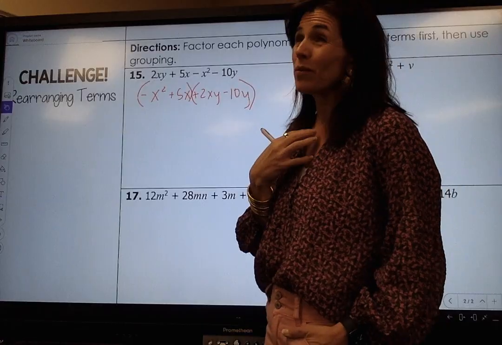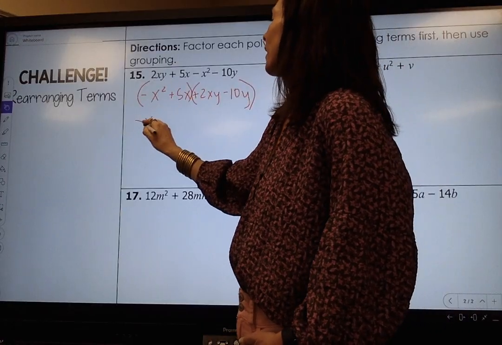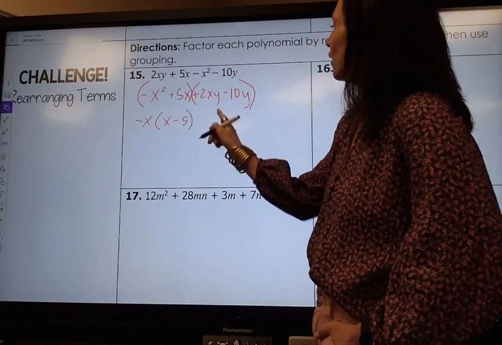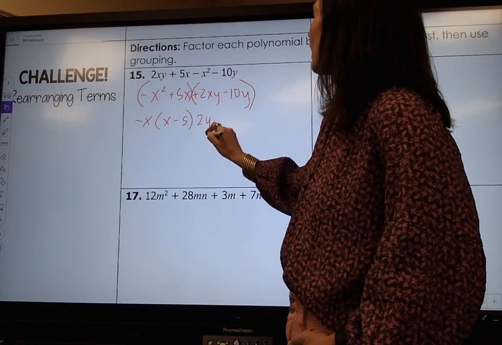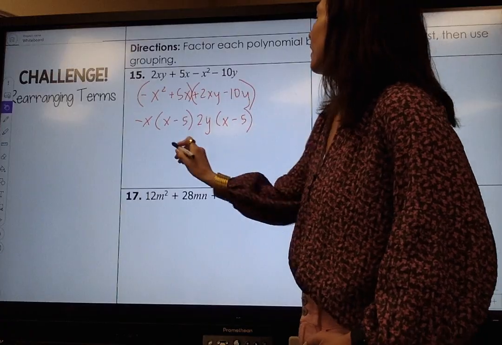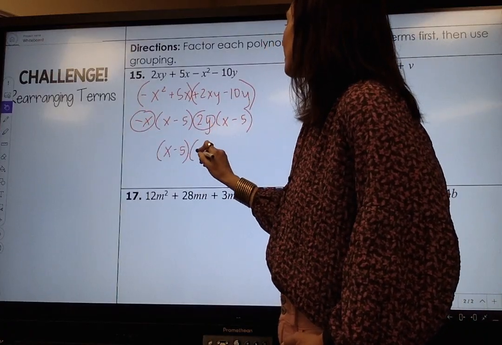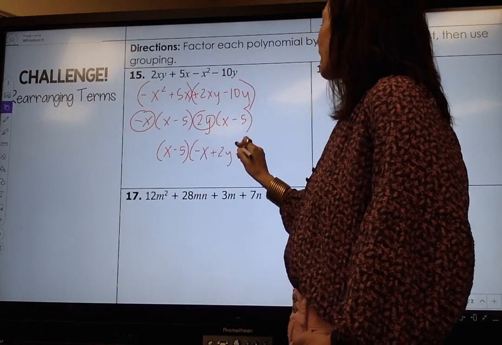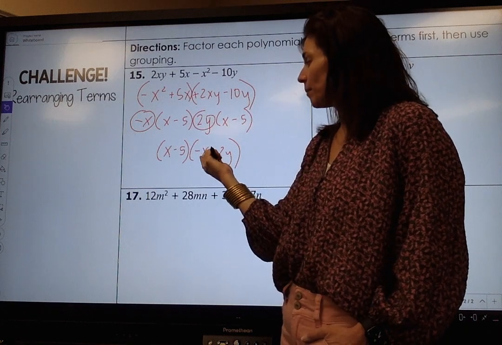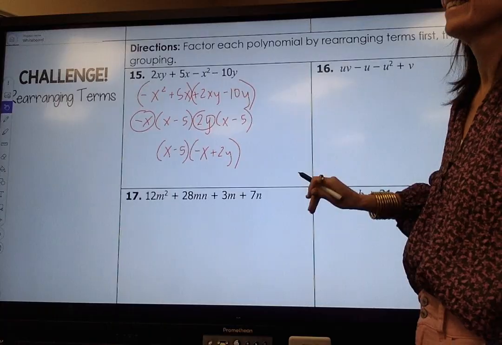So I'm going to go ahead and take that out. Now, I always want my leading coefficient to be a positive, so I'm going to take out a negative x to give me x minus 5. And over here, I can take out a 2y, and I get x minus 5. Now, I have x minus 5, and I bring together these guys to give me negative x plus 2y. I'm not rearranging them. I'm still putting them by degree, alphabetical order, so I get negative x plus 2y.